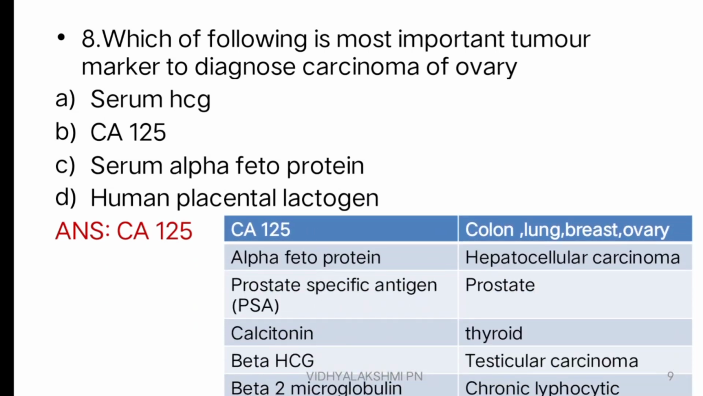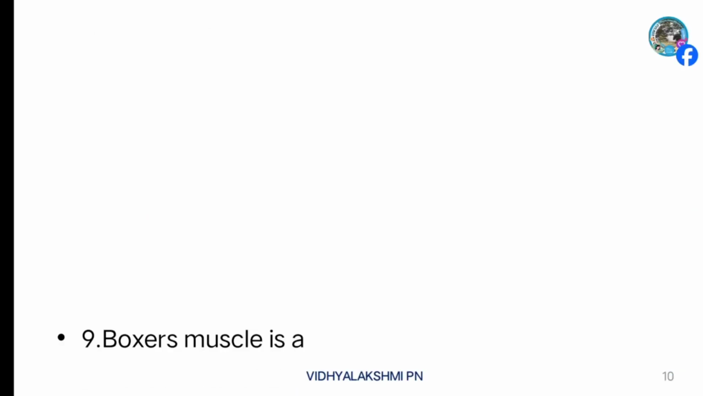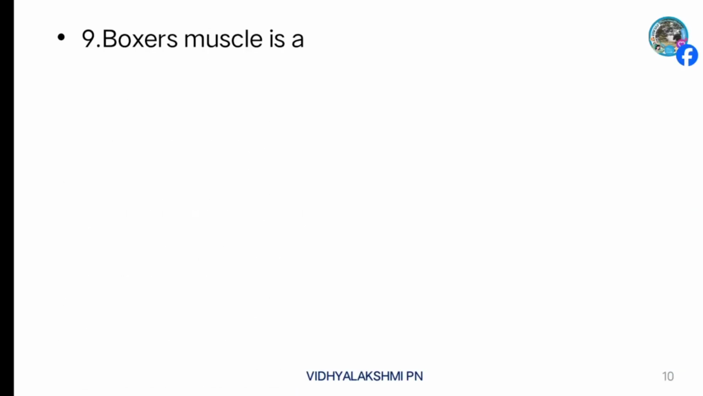How will you know the tumor markers? CA125 will be increased in case of colon, lung, breast and ovary cancer. If alpha fetoprotein is increased, it is hepatocellular, that is liver carcinoma. Prostate specific antigen is raised in case of prostate cancer. Calcitonin will be increased in case of thyroid cancer, beta HCG in case of testicular carcinoma, and beta 2 microglobulin in case of chronic lymphocytic leukemia. We have to know which tumor marker is increased in which carcinoma, because in any competitive examination they ask about tumor markers. So we have to learn that.